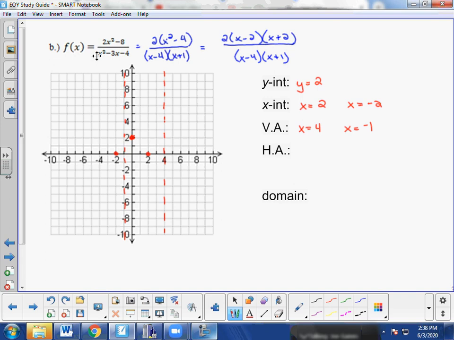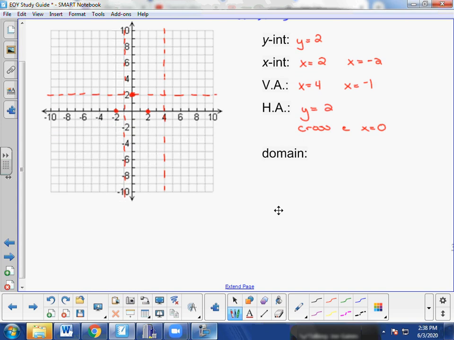And then finally, my horizontal asymptote. If I look at my rules, the degree of the numerator is the same as the denominator, so I take a ratio of the leading coefficients. So y equals 2 over 1, y equals 2 is the horizontal asymptote. Notice here that we already see a location where this function crosses the horizontal asymptote. We know that this is going to cross at x equals 0 on the y-axis.